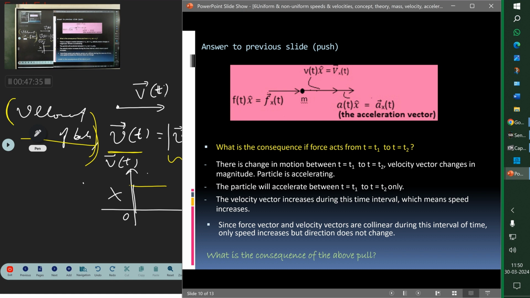The object of mass will start to decelerate, then it will come to rest and will move along the force vector. We'll move along the force vector.